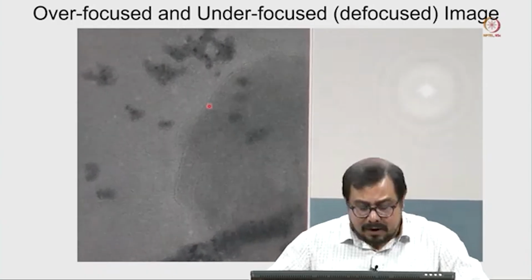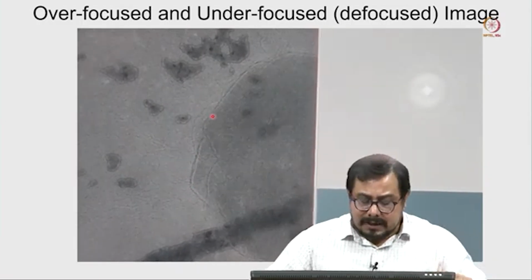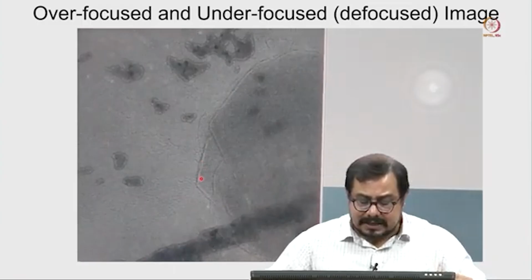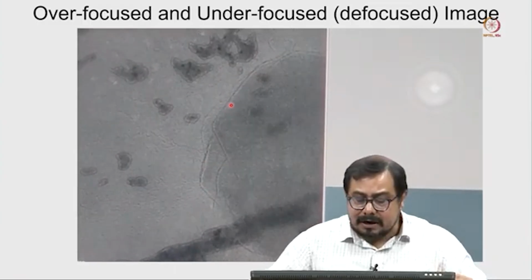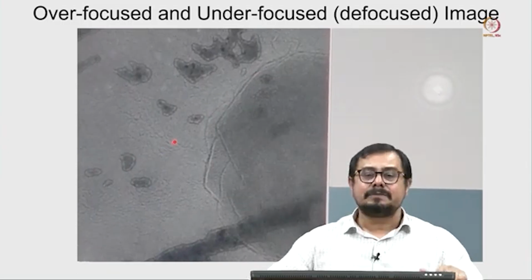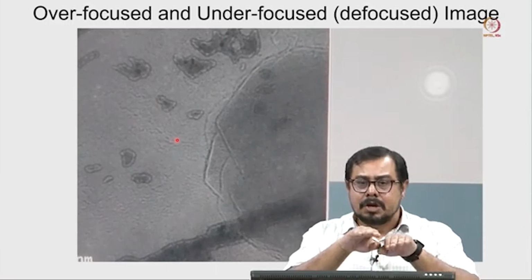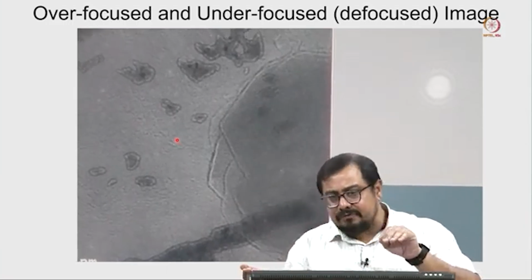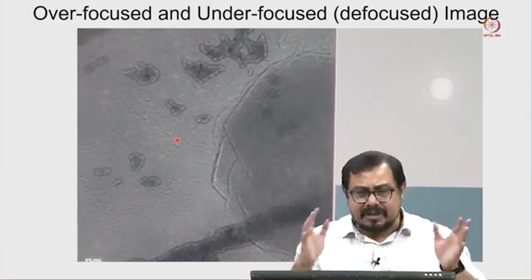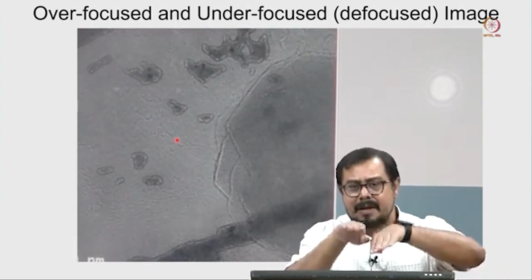Now, if I go gradually to a different defocus value, you can see a black fringe outside the sample, which is here also, black fringe is visible, here also black fringe is visible. That is basically helping me to distinguish this sample. So, either it will be a white fringe or a black fringe, and that is basically helping us to distinguish the sample from the background.